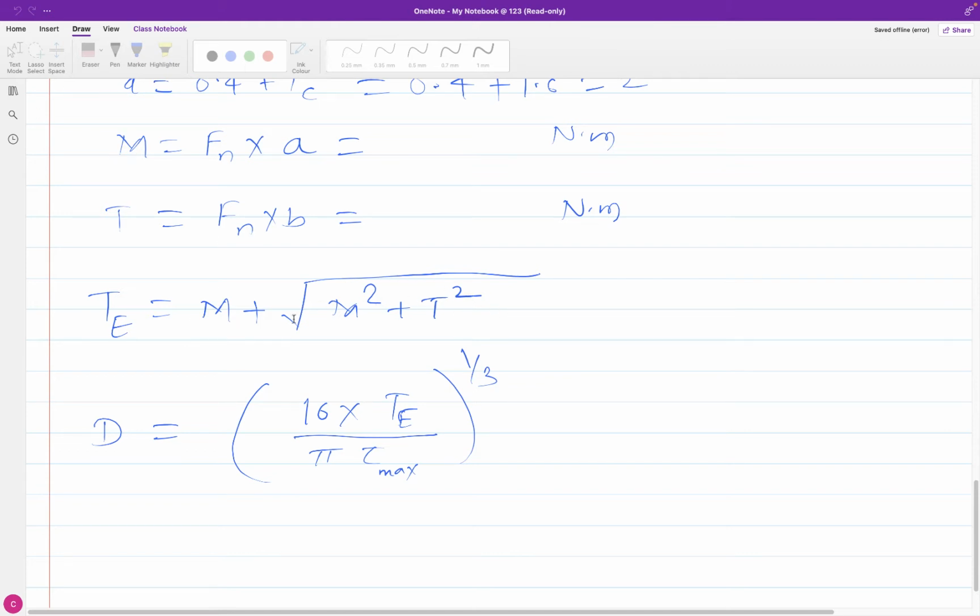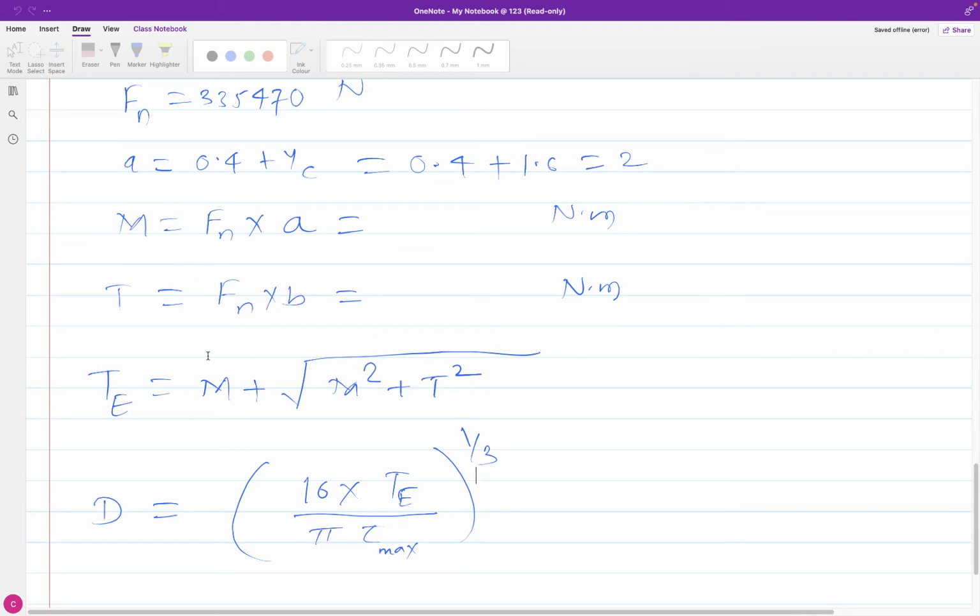I have already explained these things in the theory lecture, so just go through that. By using this relation, you will get TE, so you have to calculate it by yourself. M means bending moment, and T means torque or twisting moment. Now how to get T? T is equal to Fn into b, and M is equal to Fn into a.